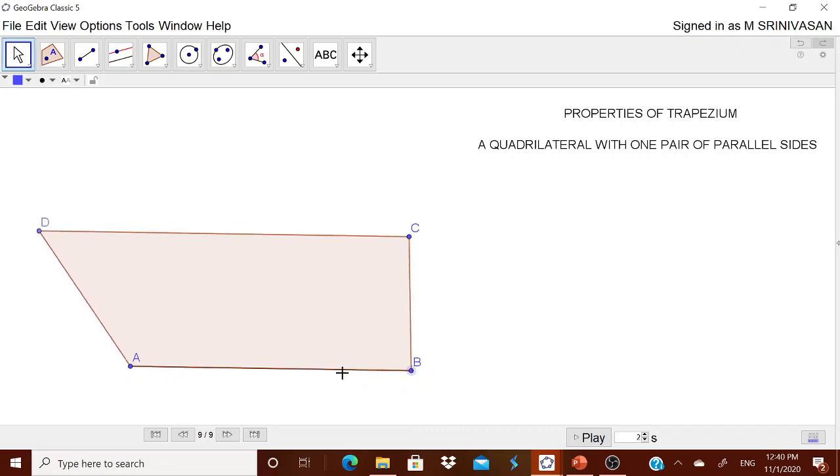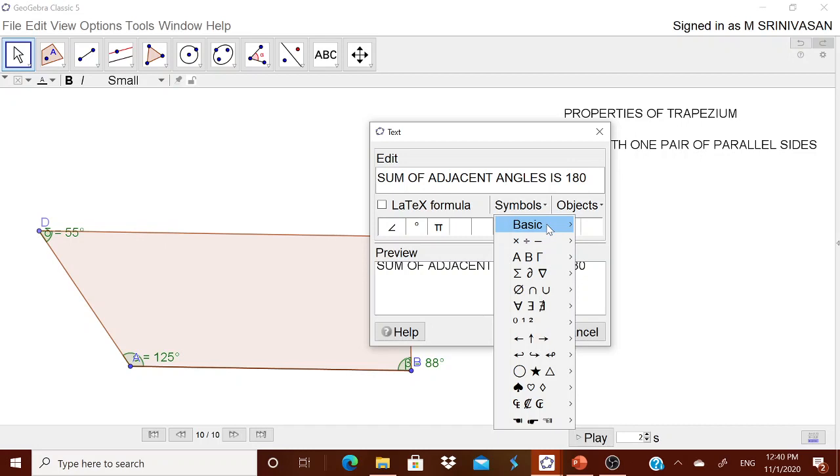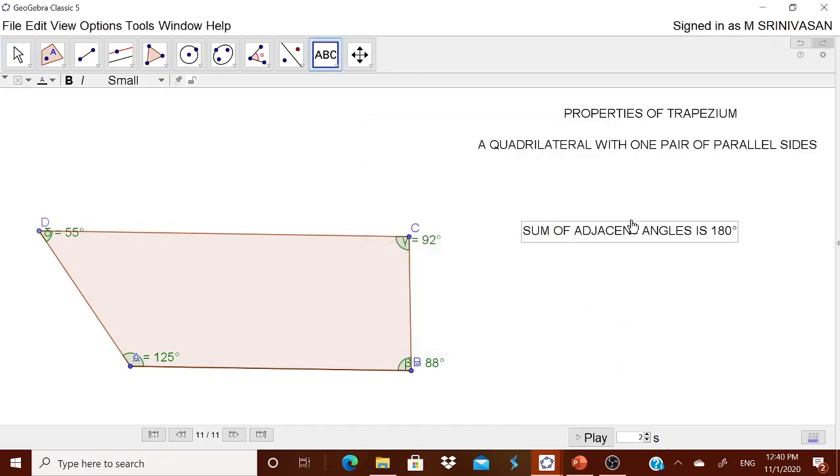Well, now what is the first condition? We can ask the children to check the angles. So let us go for these angles now. What is the speciality of these angles? The sum of the adjacent angles is always 180 degrees. You can claim it. You can ask the children why it happens. Actually it is happening because of that parallel nature. It is always 180 degrees.